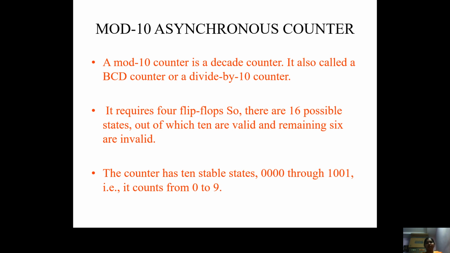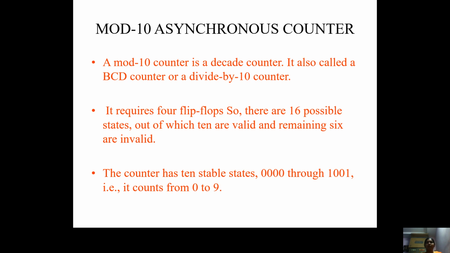Why? Because 10 should be less than or equal to 2 power n. Here it is possible to count 16 values because 4 flip-flops are necessary: 2 power 4 minus 1 is 15, so 0 to 15, which are the 16 states it is able to count. But here we only require 10 values. So immediately after the 10th clock pulse, the counter is reset once again to 0 0 0 0.